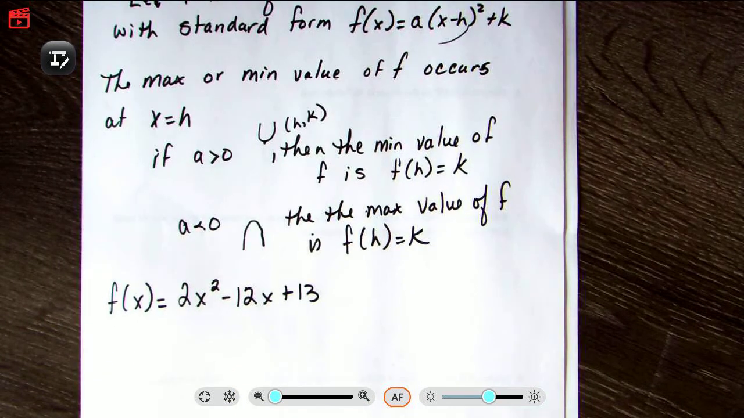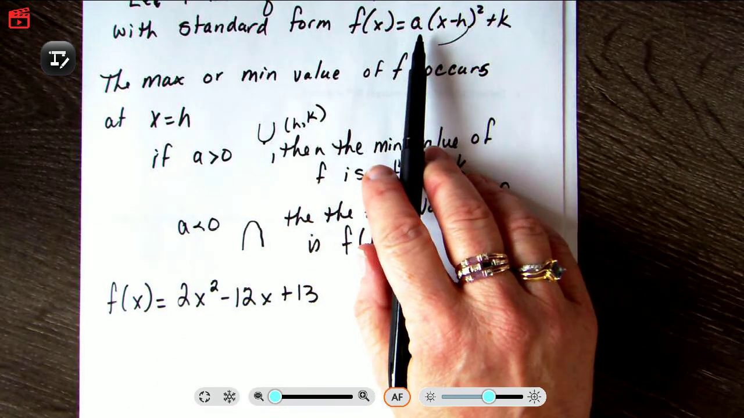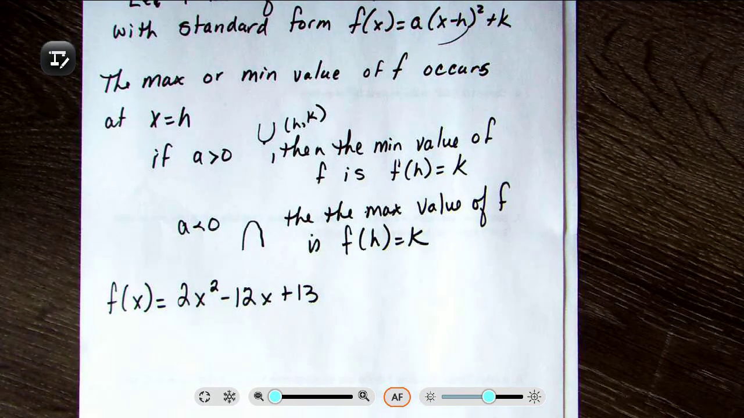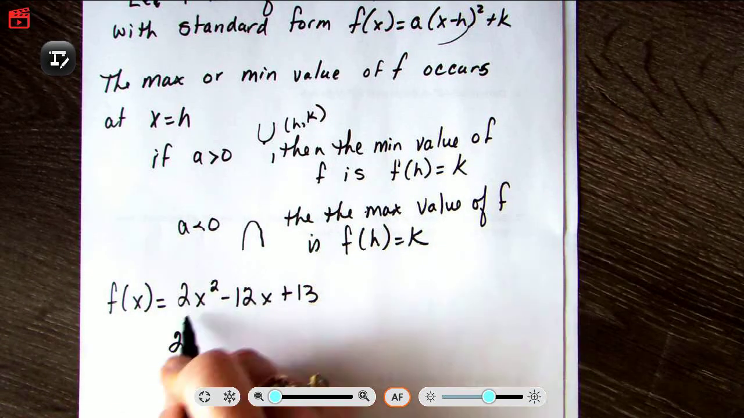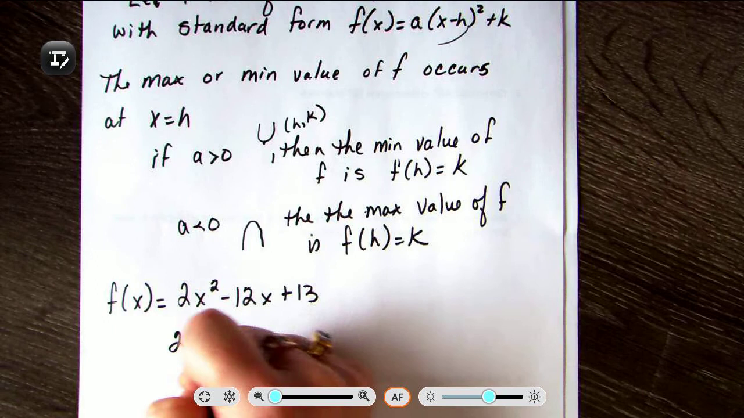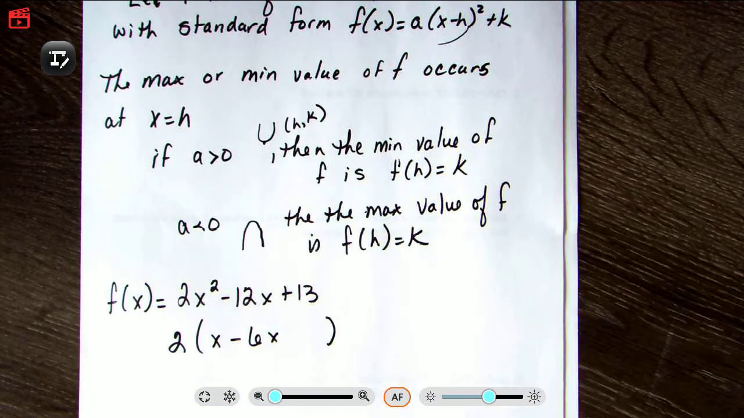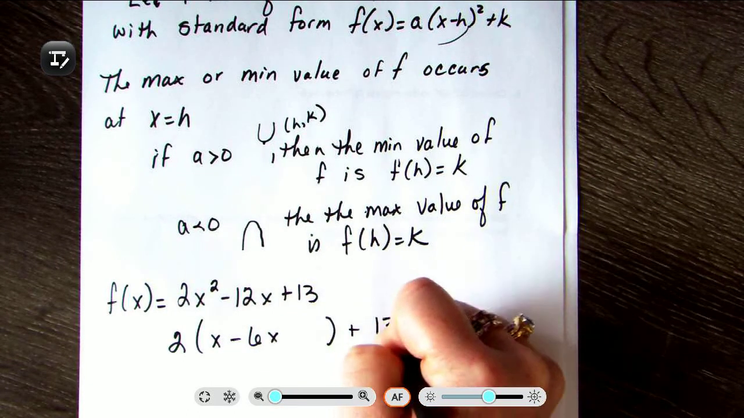Okay. So the first thing I am going to do, and this is the kind of the steps that you want to go through, is you need to get that a out front. And we also have that k, kind of that constant piece all by itself. So what I'm going to do is I'm going to factor the 2 out of both of these two pieces. So that's going to turn it into a 6x. And I'm going to close off that parenthesis. I'm going to push this plus 13 way to the end.